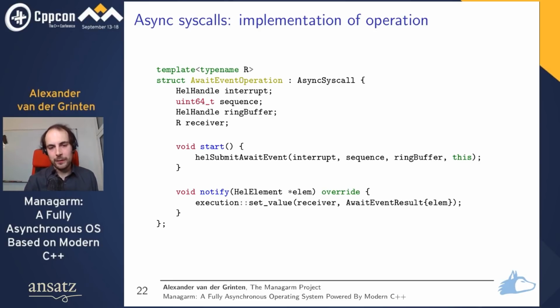We invoke the set value function on the receiver. This looks a bit different than in the diagram that I had before, because we are not calling receiver.setValue directly, but we're using some library function here, but that's just a minor detail. It will invoke receiver.setValue in the end. And we construct the result. As an ingredient, we just need the element of the ring buffer, and we assume that the result class takes all the data that it needs out of this element. Good, so this operation is not really hard to code.